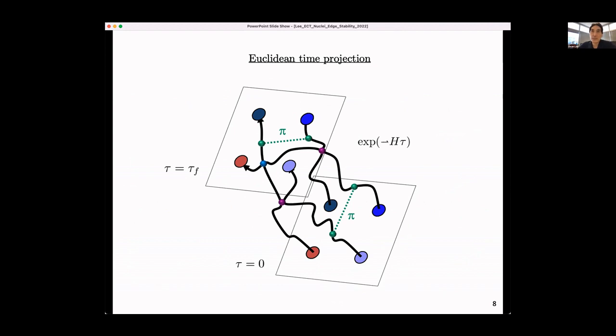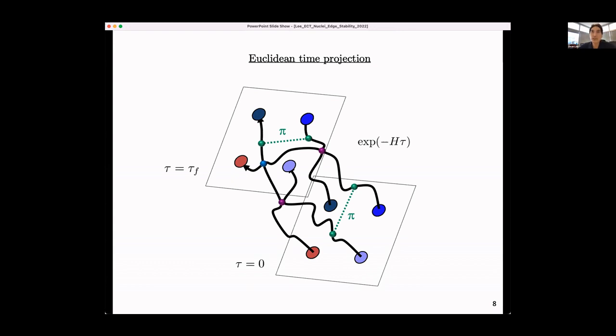What we do is the exponential of minus H tau. So H is the Hamiltonian, and tau is the imaginary time or Euclidean time. So there's no i here. What this does is it gives us a low energy filter. The high energy states of the Hamiltonian get exponentially damped, and the low energy states survive the longest.